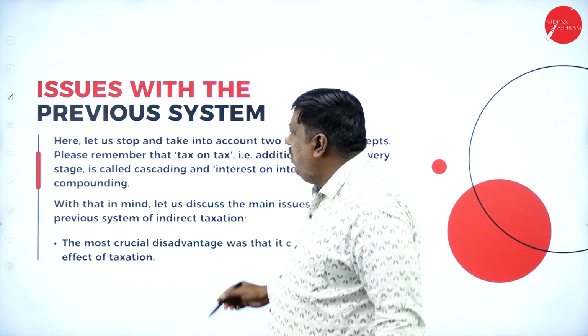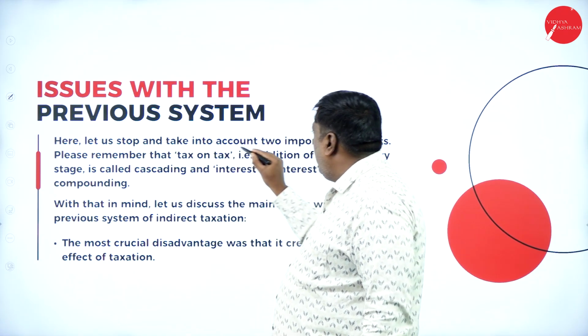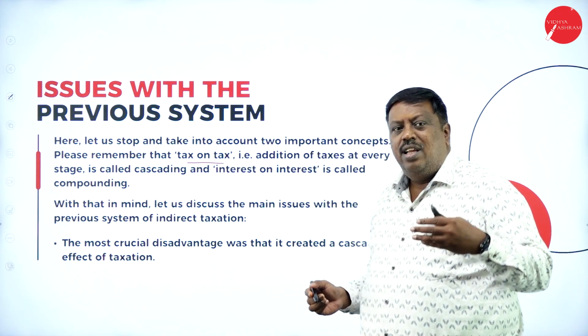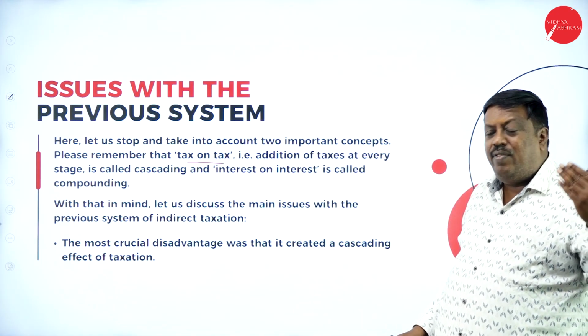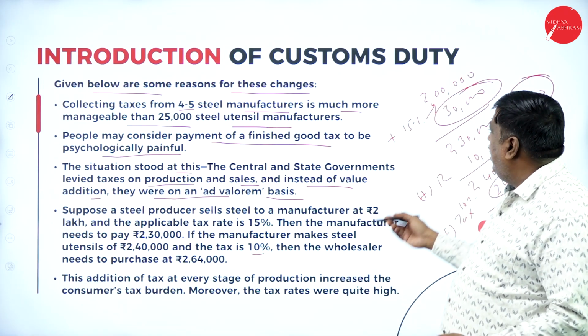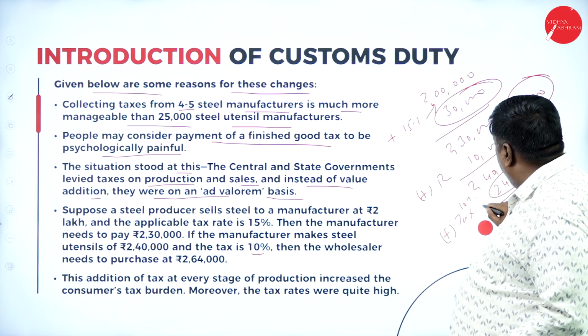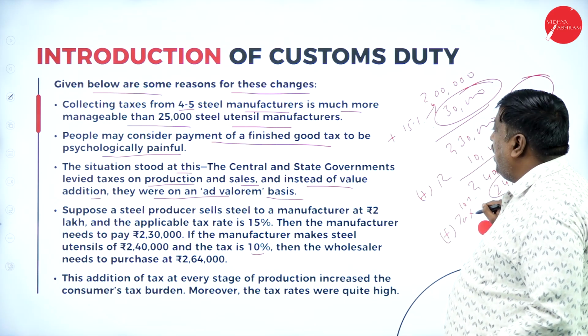What was the issue we had? Let us stop and take into account 2 important concepts here. Tax on tax. See, already the tax was levied. Already we have seen in our previous slide here. Already we have levied the tax here, again we are levying the tax over here. So tax on tax has become here.